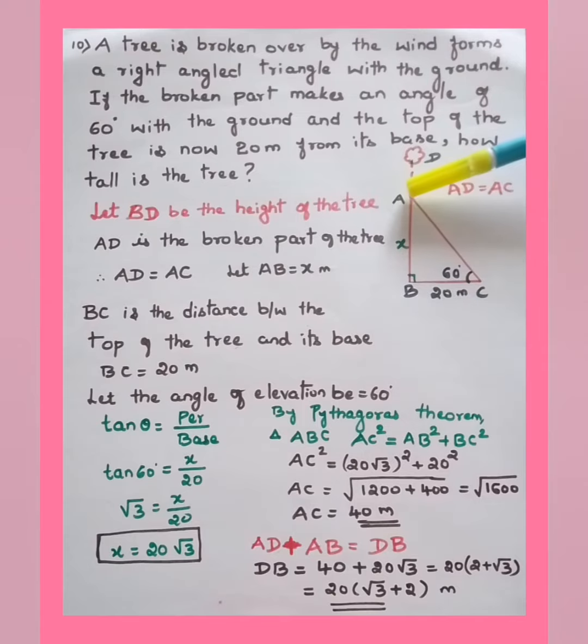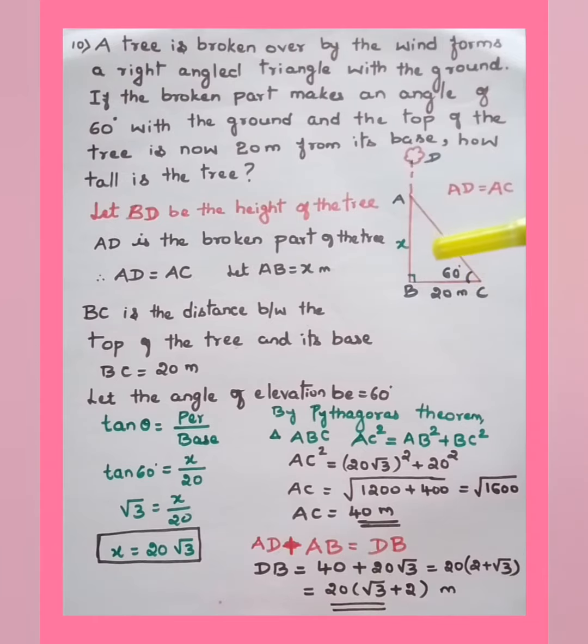Let the remaining part of the tree, AB, be X. Let us write the consideration as usual. Let BD be the height of the tree and AD the broken part of the tree. Therefore AD is equal to AC, and AB is equal to X meters. BC is the distance between the top of the tree and its base when it touches the ground, which is 20 meters. Let the angle of elevation be 60 degrees.